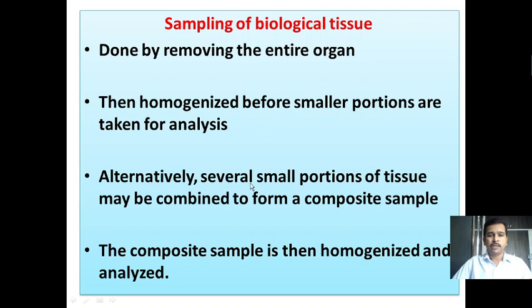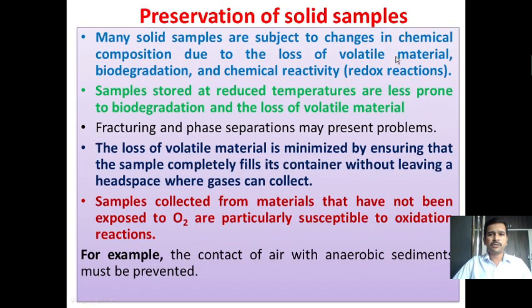Or alternatively, several small portions of tissue may be combined to form a composite sample. You can obtain several portions of a tissue sample, and all those tissue samples can be combined together in order to get a composite sample. All these composite samples may be homogenized, then they can be subjected to analysis. So you can get an entire organ and homogenize it, or you can cut the tissue into smaller portions and obtain a composite sample, and the homogeneous composite sample can be subjected to analysis, especially while sampling biological tissues. And how to preserve these solid samples?